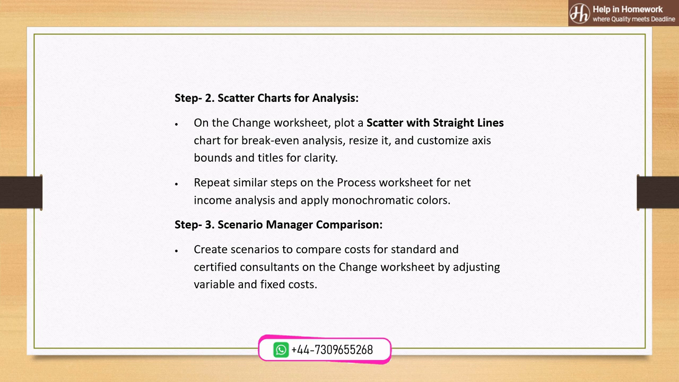Step 2. Scatter charts for analysis. On the change worksheet, plot a scatter with straight lines chart for break-even analysis, resize it, and customize axis bounds and titles for clarity. Repeat similar steps on the process worksheet for net income analysis and apply monochromatic colors.